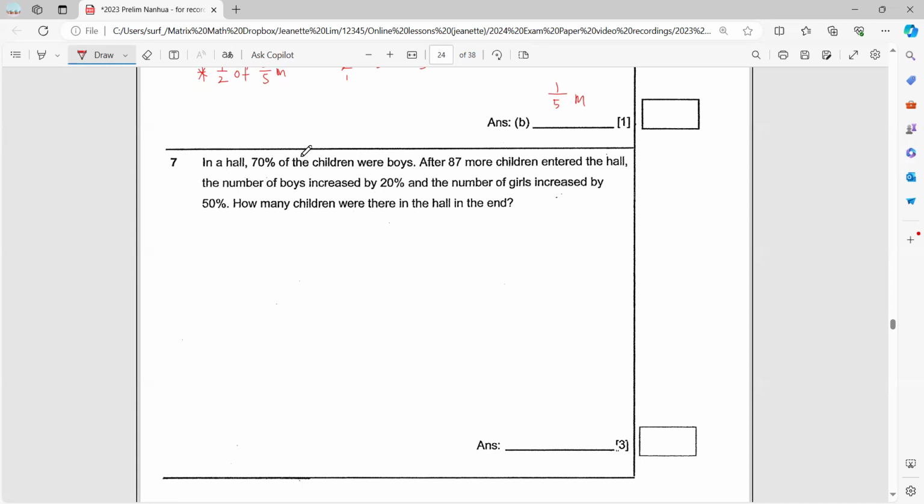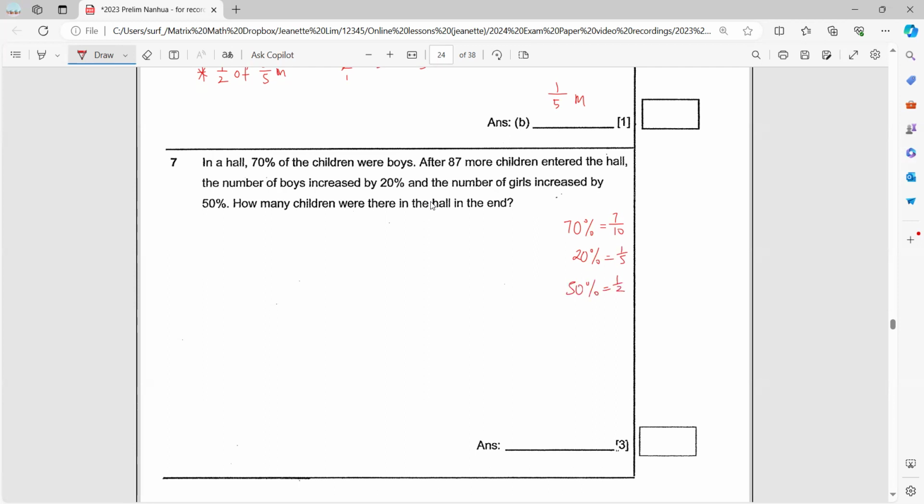So you can't take 70 plus 20. They are not referring to the same whole. The 100% is not the same thing. So you cannot do that. What you can do though is to change to fractions and then use ratio to solve. So 70%, let's change all to fractions. 70% is 7/10. 20% is 1/5. 50% is half.